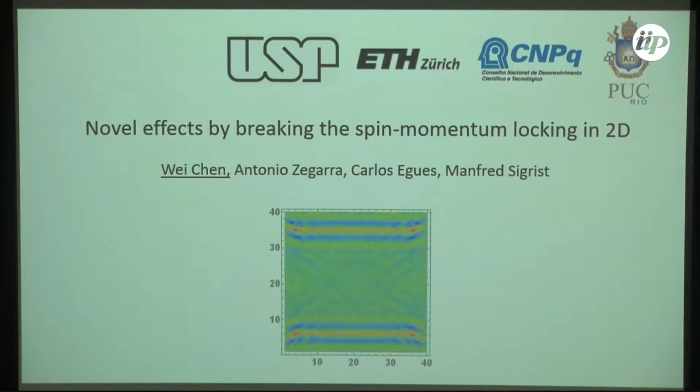For instance, proximity of a two-dimensional Rashba system to a magnet, as well as putting, for instance, a superconductor or some metallic materials on top of a topological insulator. But the basic scheme that I will be explaining is some effects by breaking the spin momentum locking. To be more precise, what I mean by breaking is more like disturbing the spin momentum locking by means of proximity to a magnetization.